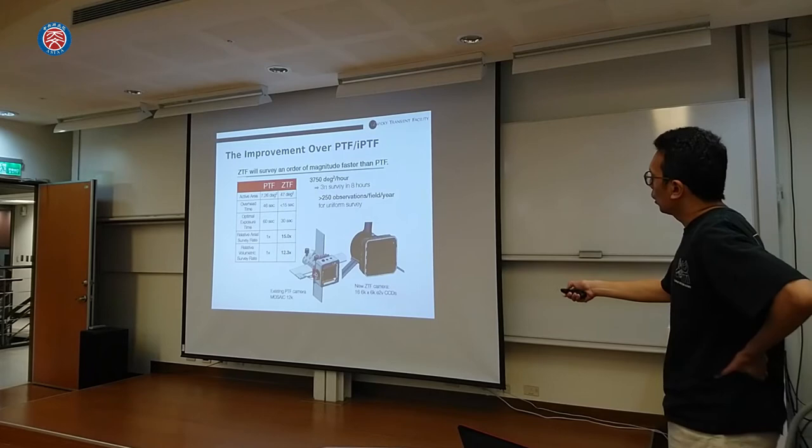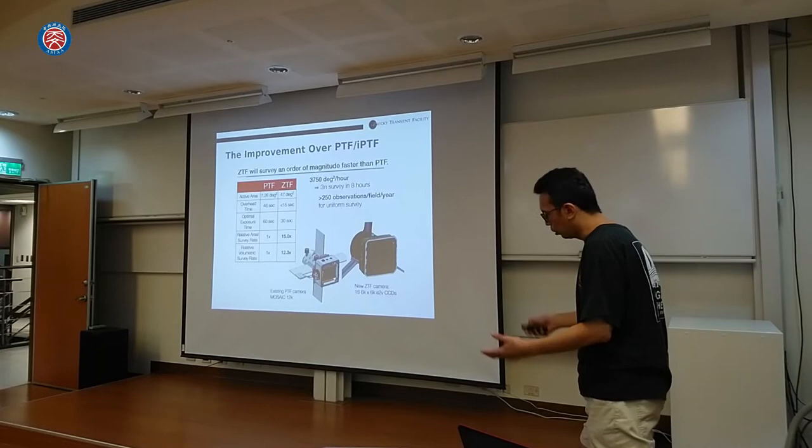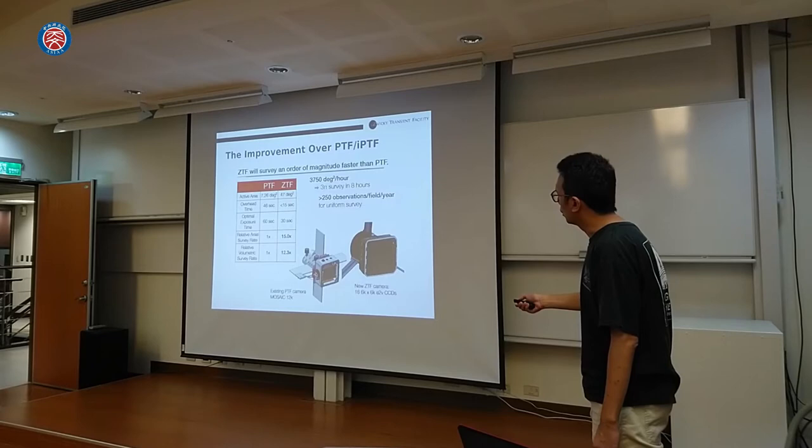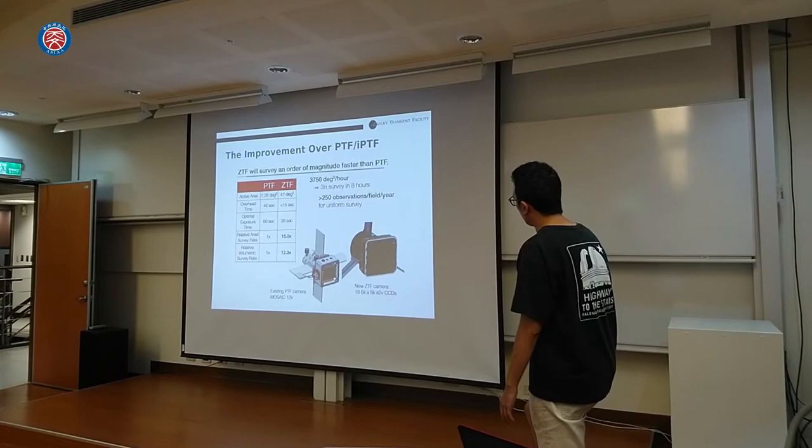The errors become much bigger, and the readout time becomes shorter because of the new technology. And then the exposure time has been reduced. That means the survey area is 15 times improved compared to PDF. And if you consider the depth, it's a 12 times improvement. So this is a comparison of the CCD, not the real one, but the drawing.